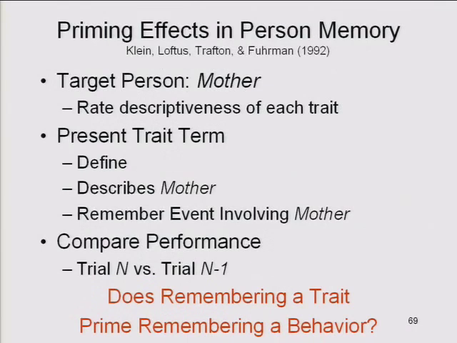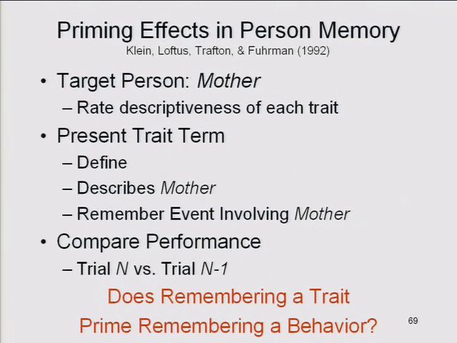So what Klein and his colleagues did was to bring subjects in and basically put them in an experiment about their mothers. Okay, all these guys had mothers. So the target person is a mother, and Klein presented subjects with a list of trait adjectives, and simply asked them to check off which ones were characteristic of their mothers. And every mother is different, right? So everybody checked a different set of traits.